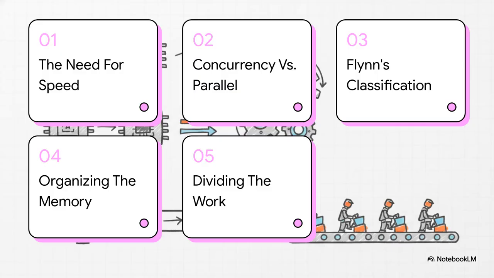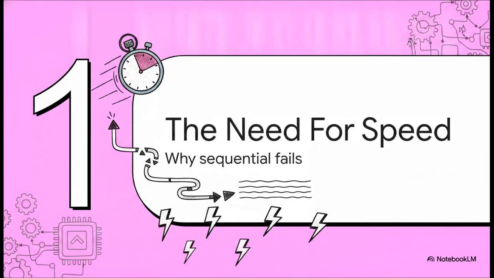All right, here's our roadmap for today. We'll start with the need for speed. Then we'll compare concurrency versus parallel processing. After that, we'll break down Flynn's architecture classification, take a look at organizing the memory, and finally wrap up with dividing the work. Okay, kicking things off with Section 1, the need for speed.